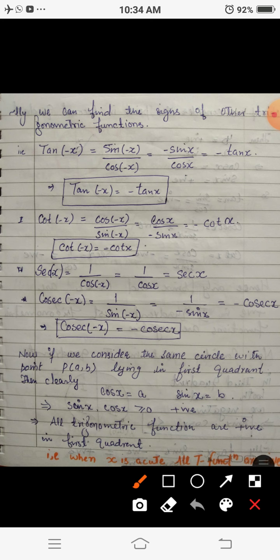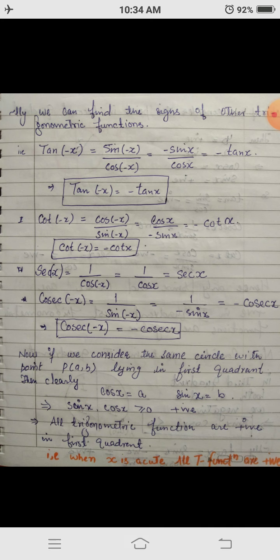This means that sin x and cos x, when x is acute, meaning in the first quadrant, the value of these functions is always greater than or equal to 0. When sin x and cos x are greater than or equal to 0, then clearly the remaining 4 are also greater than or equal to 0, meaning they are non-negative in the first quadrant. Non-negative means the value may be 0 or positive, but never negative. So this is for the acute angle.